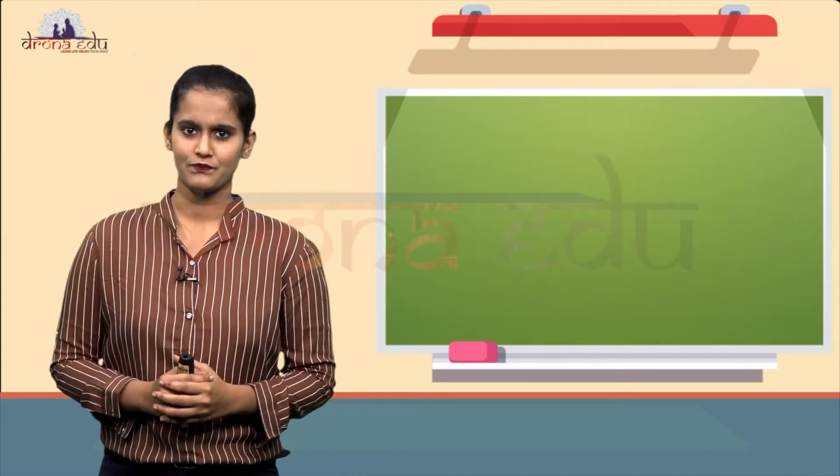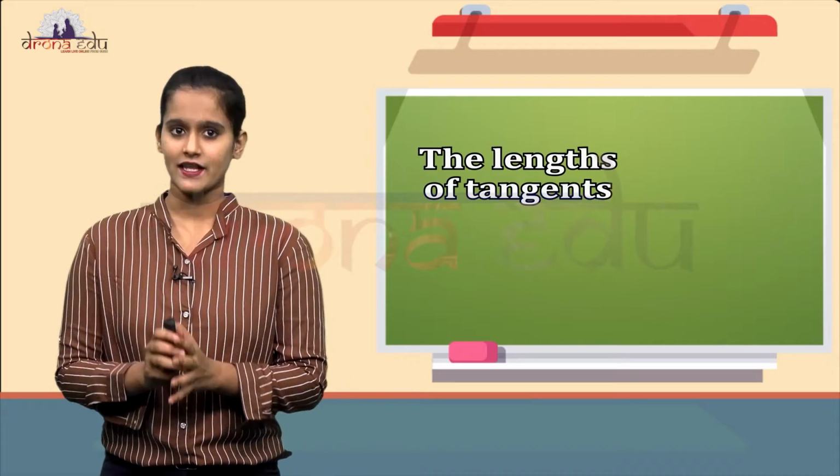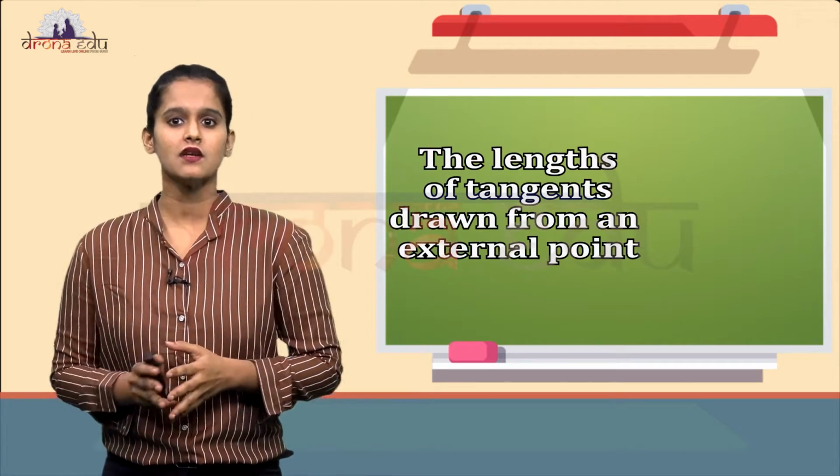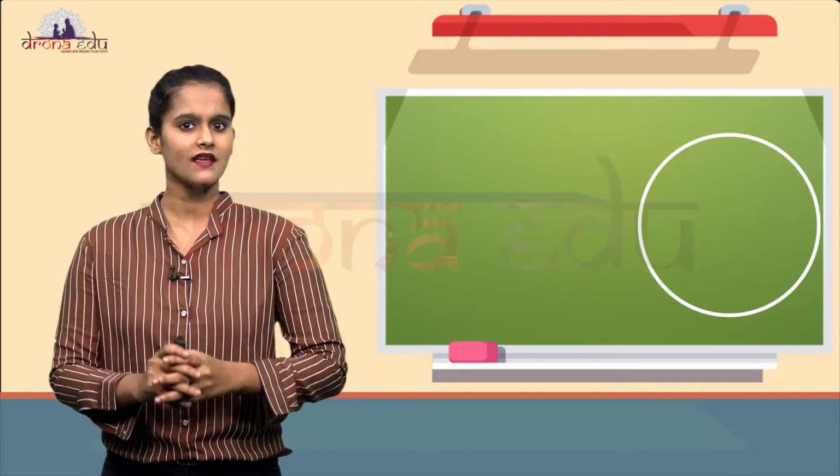Statement of the theorem. The statement says that the lengths of the tangents drawn from an external point to a circle are equal. So this is a theorem.